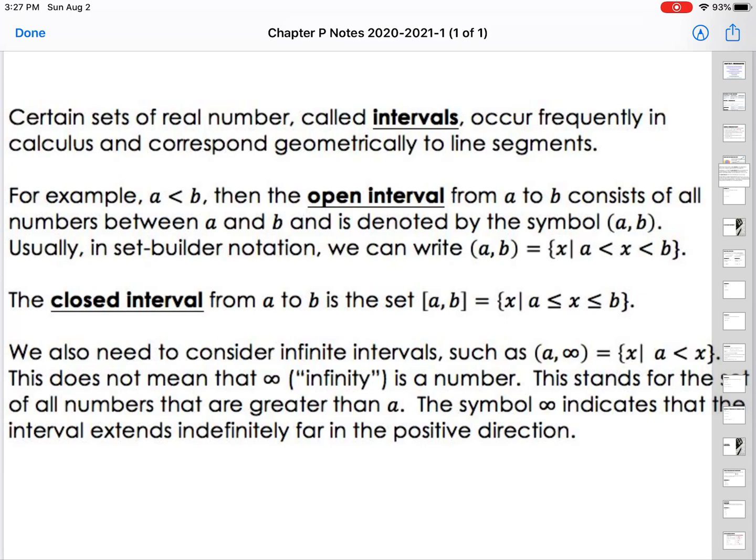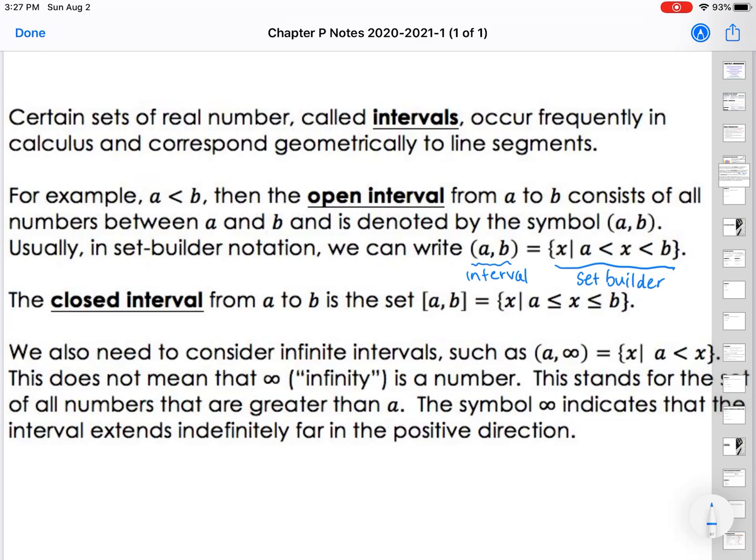We could also, though, instead of interval notation, do set builder notation. Set builder notation is this right here. So this guy is interval notation. This one is set builder. You will be asked to do one specifically or the other specifically, depending on the question.